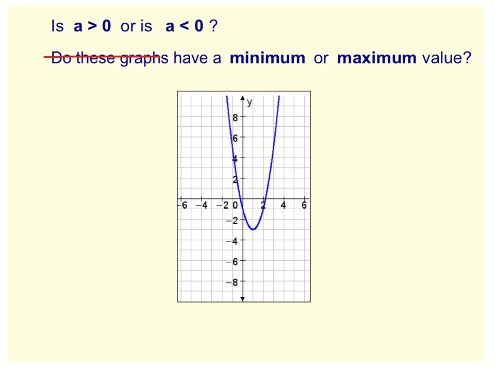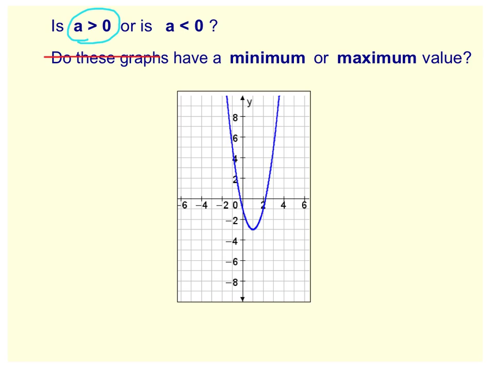Well, first, up above, I kind of skipped over that. Is the A value greater than 0 or less than 0 if you look at the graph? Easy way to tell is it's opening up. If it's opening up, then that means that our A value is positive, making it greater than 0.